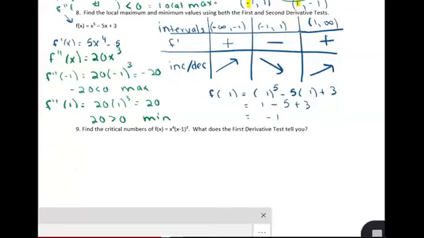There we go. So you can use either the first derivative test or the second derivative test. I like to use the first derivative test because you still have to use part of the first derivative from the critical number piece in the second derivative test, so I'd rather just finish with the first derivative test, but you can use either. So let's try number 9.